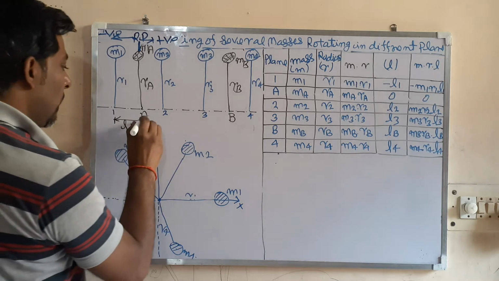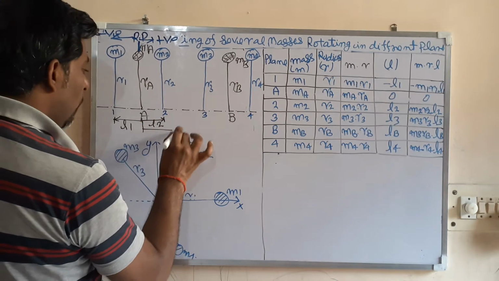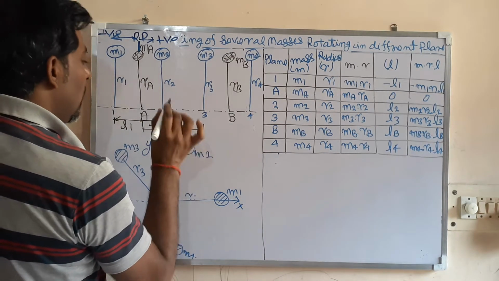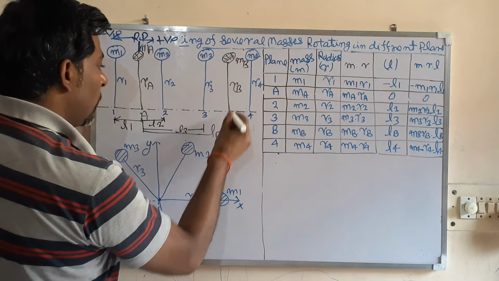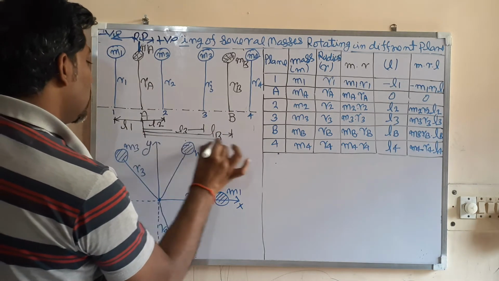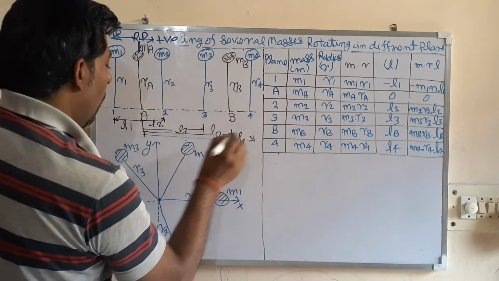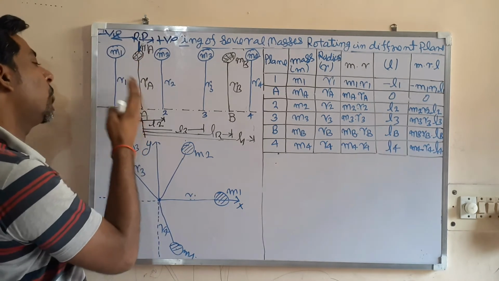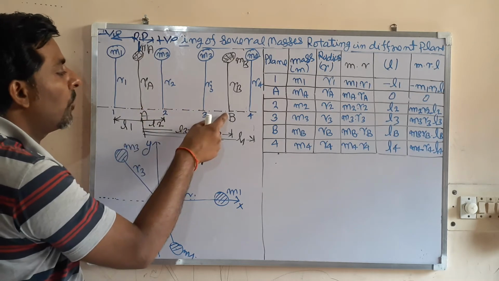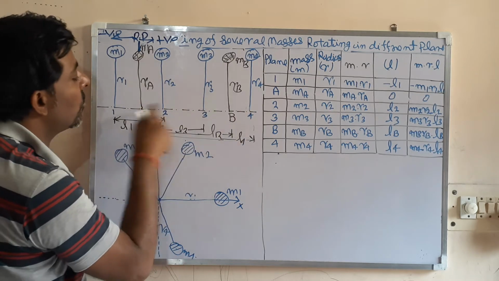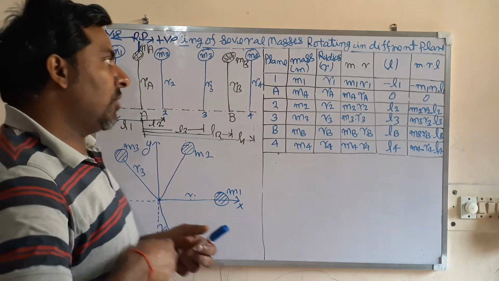Say this distance is L1. From here to 2, say the distance is L2. From here to 3, say this distance is L3. From here to B, say this distance is LB, up to the plane B. Similarly, from the reference plane up to plane 4, say this is L4. So the distance from the reference plane up to plane 1 is L1, up to plane 2 is L2, up to plane 3 is L3, up to plane B is LB, and up to plane 4 is L4.